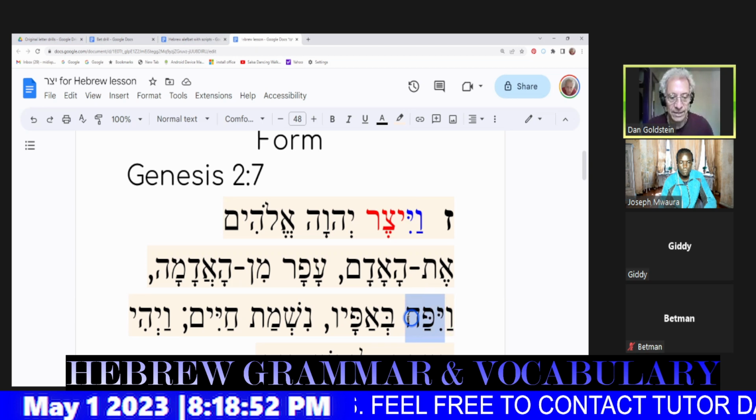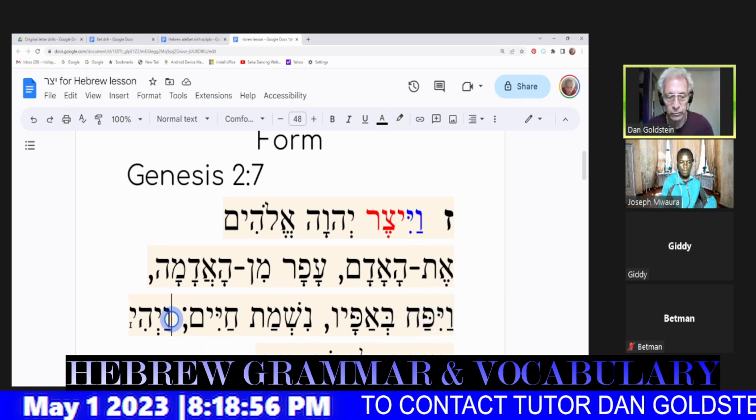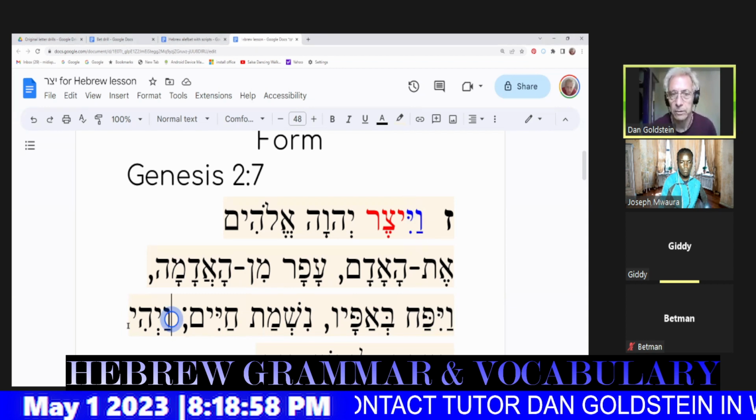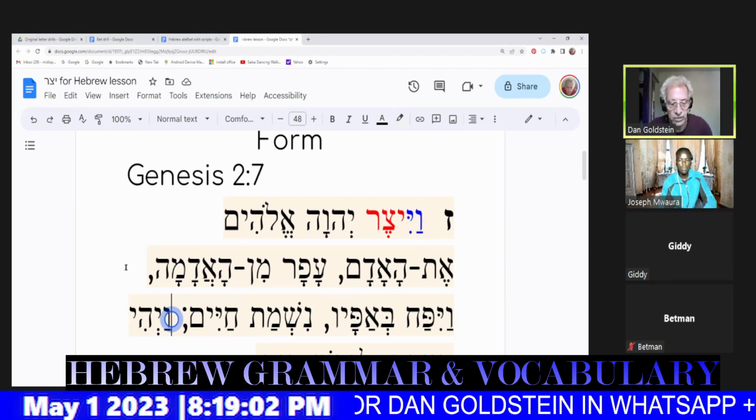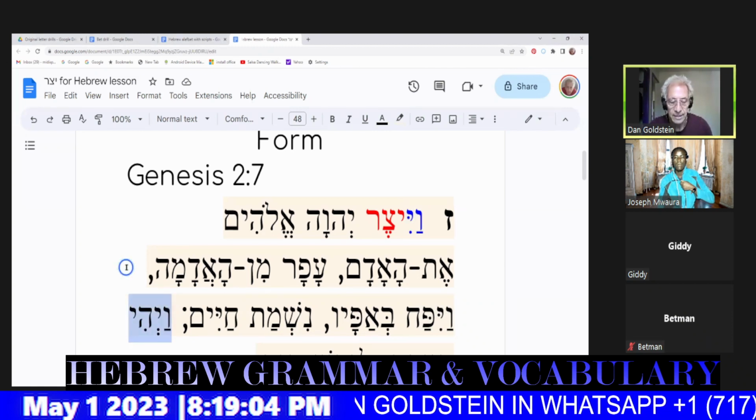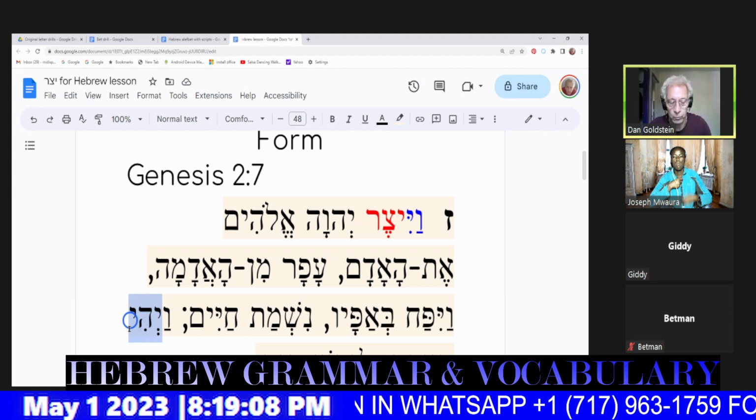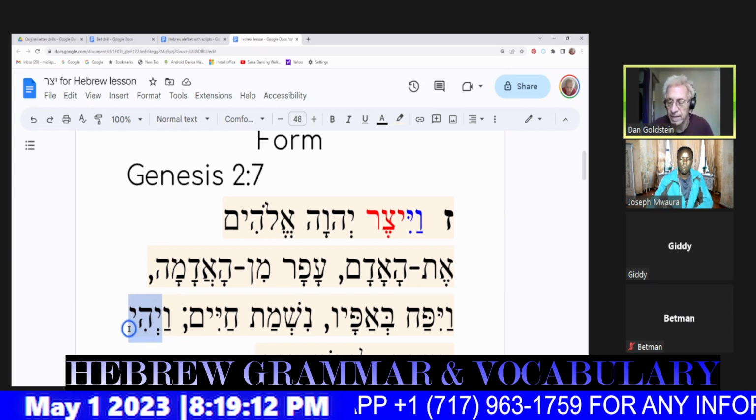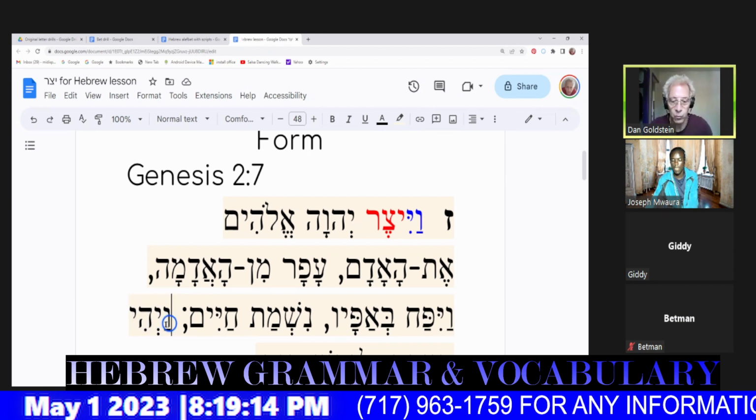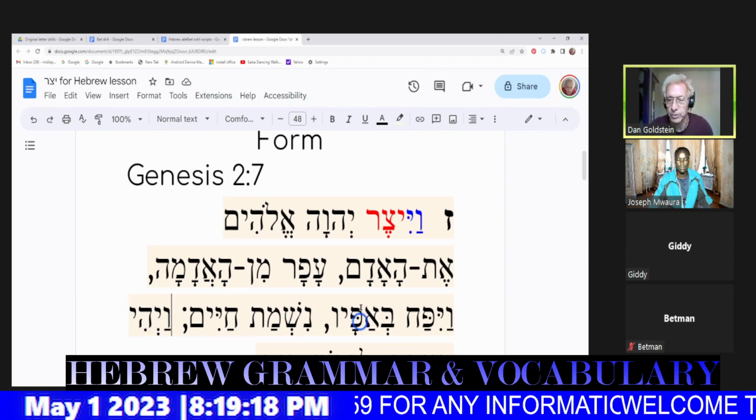Likewise, at the end of that same line, Gideon, we have this word. Can you read that for us, brother? Vayihi. Beautiful. Now, if we just had yehi, it means it shall be, it will be. But when we have vayehi, it means it was, and it was. Thus was it. Okay, so that's a little side note of dikduk or grammar.